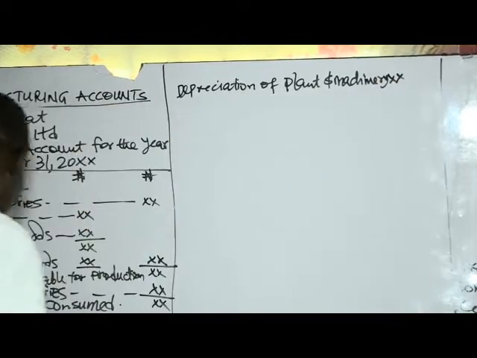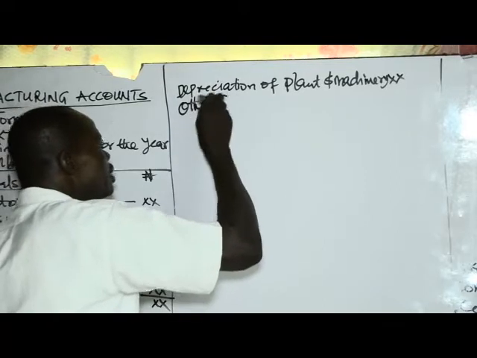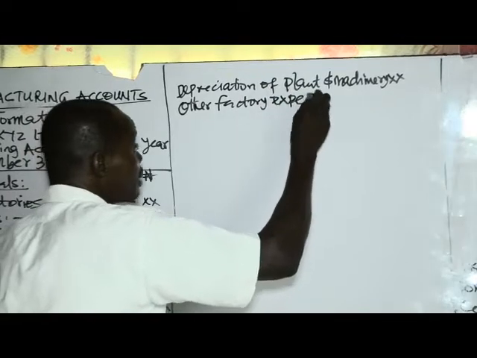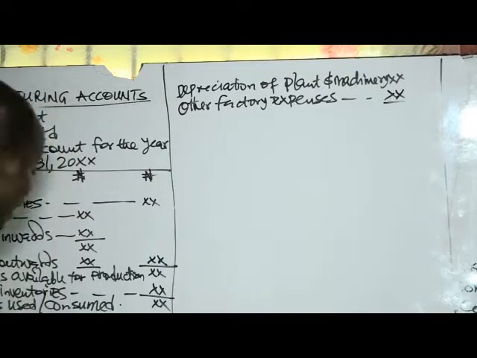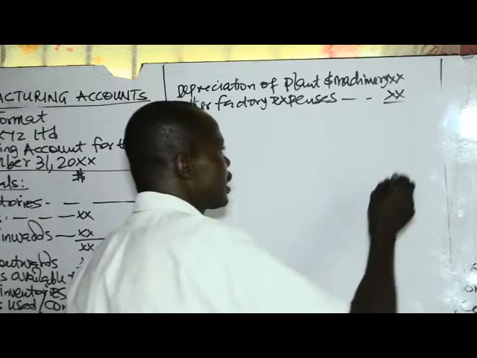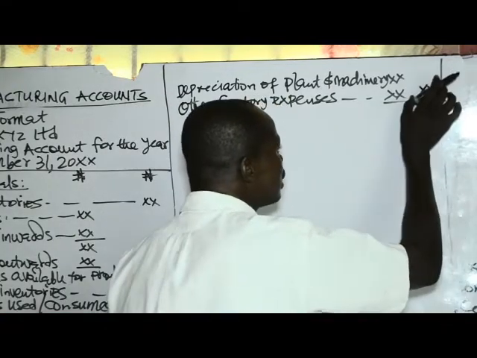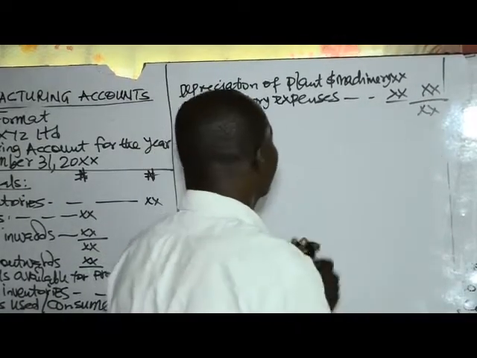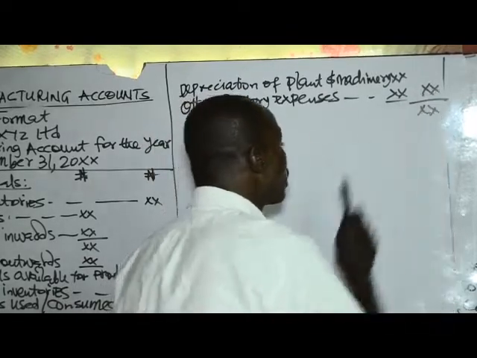Then, if there are other factory expenses, any other factory expenses incurred at site, you are going to aggregate that. So by the time you sum up all the factory overheads, let's assume this is the total. After all the factory overheads have been summed up, then you have this as the total.